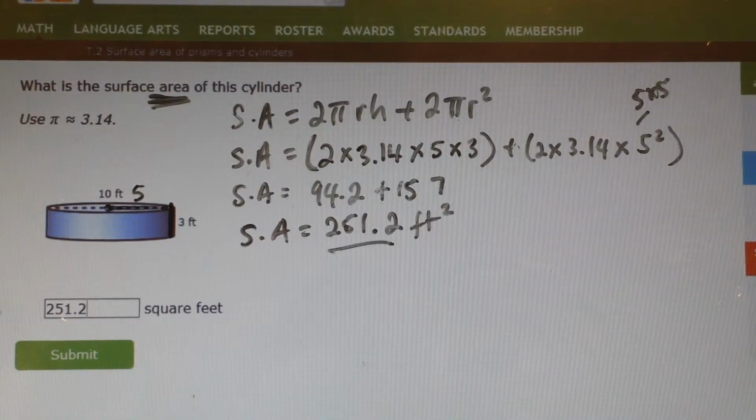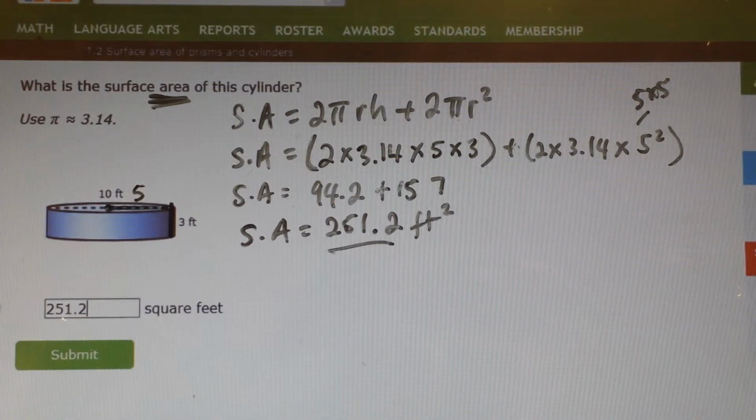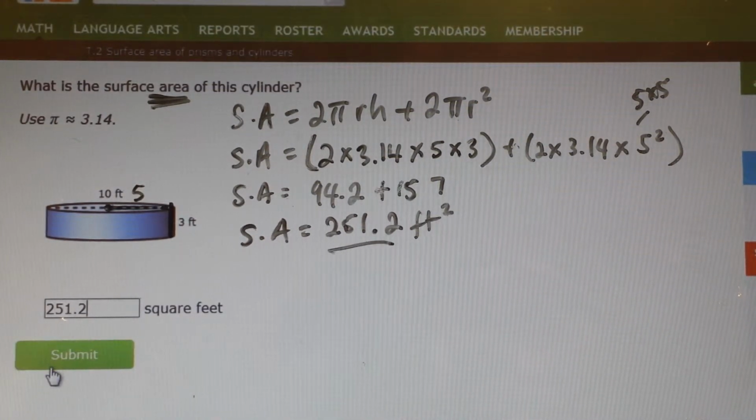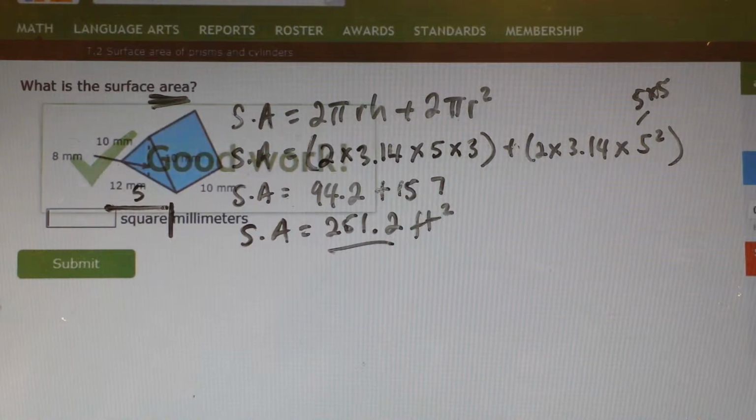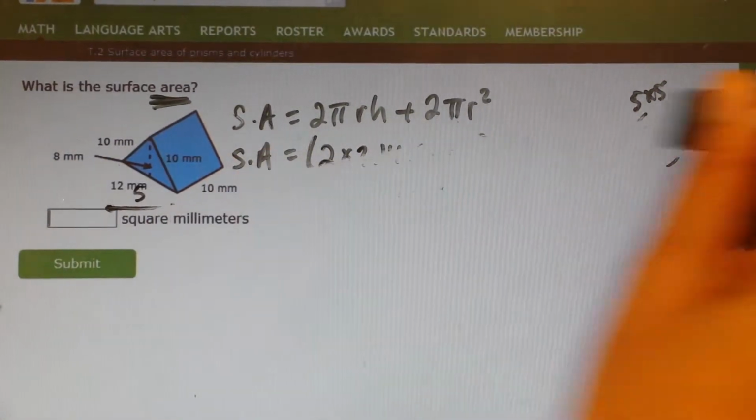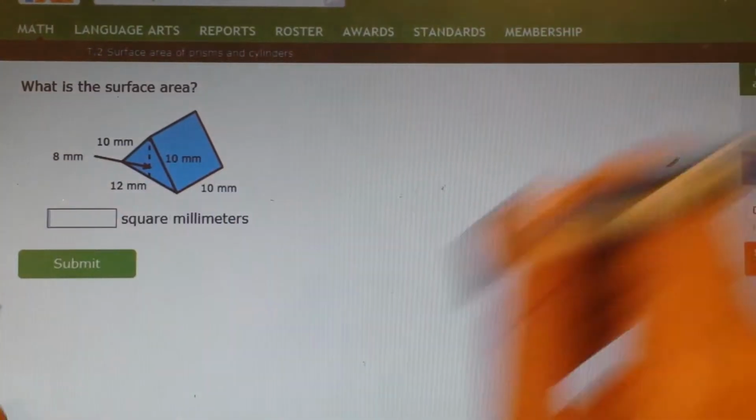Alright, so 251.2 is my answer. Then I'm going to go ahead and just submit that. And great work, you got that correctly. Alright, on to the next example.